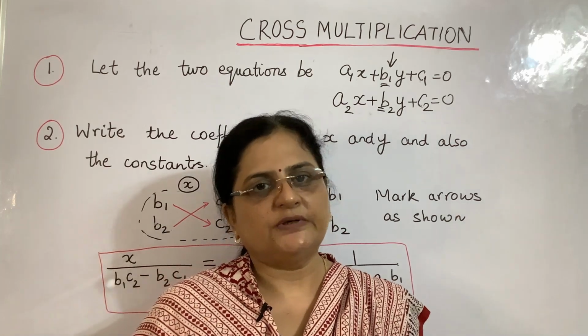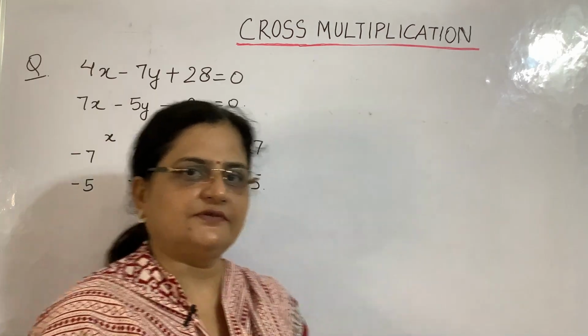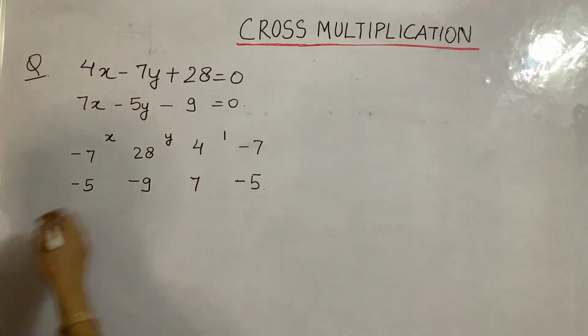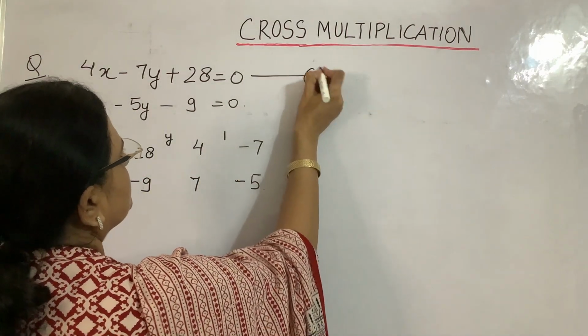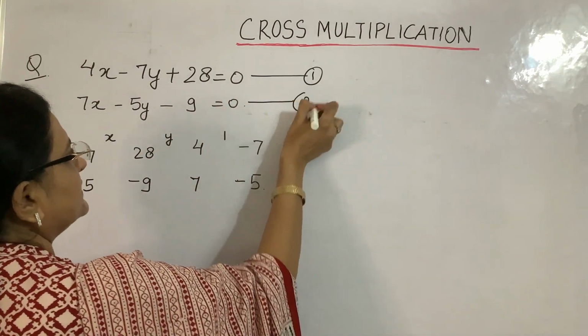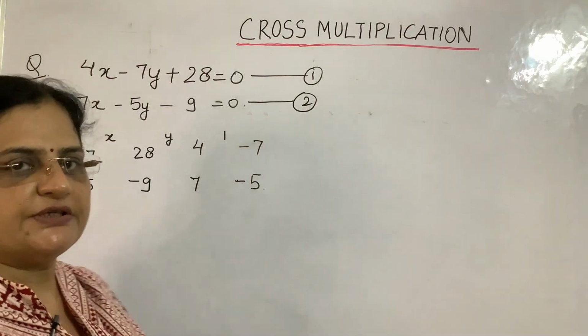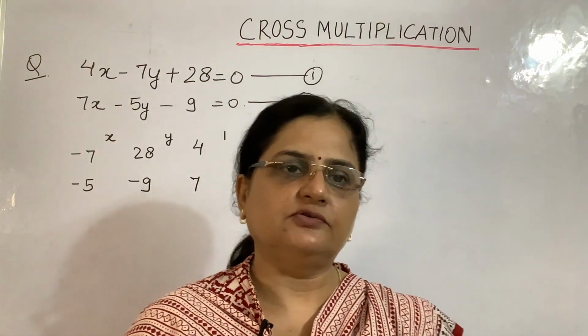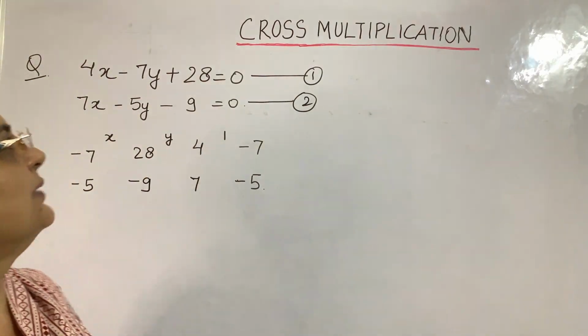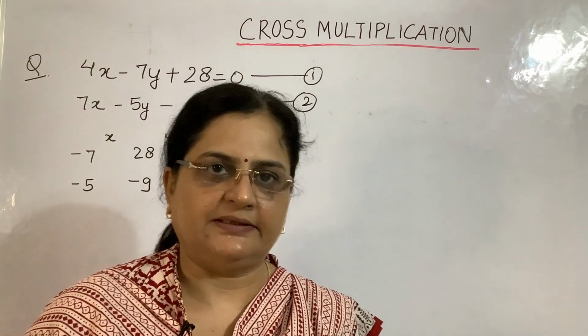Let us solve a few questions based on this. Let us solve this question. So the question says first equation is 4x minus 7y plus 28 is equal to 0. And the second equation is 7x minus 5y minus 9 is equal to 0. These are the two equations given and you have to find out the values of x and y from these two equations. And it is given that you have to use the method of cross multiplication.